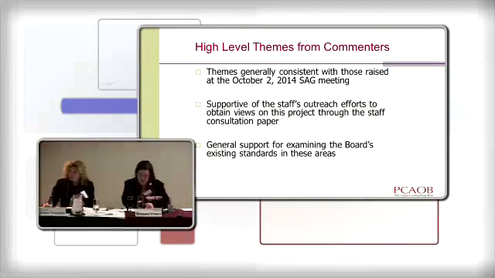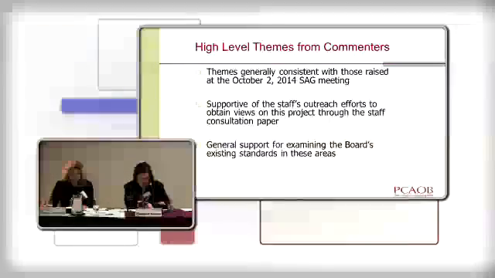So for those of you who attended or listened to the SAG meeting, I think many of the comment letters expressed views that were broadly consistent with the views expressed at that meeting. Commenters were very supportive of the outreach efforts made through the paper and applauded the effort. While there were a few organizations that didn't believe we should change our existing standards, overall people thought it was good that we were examining them.